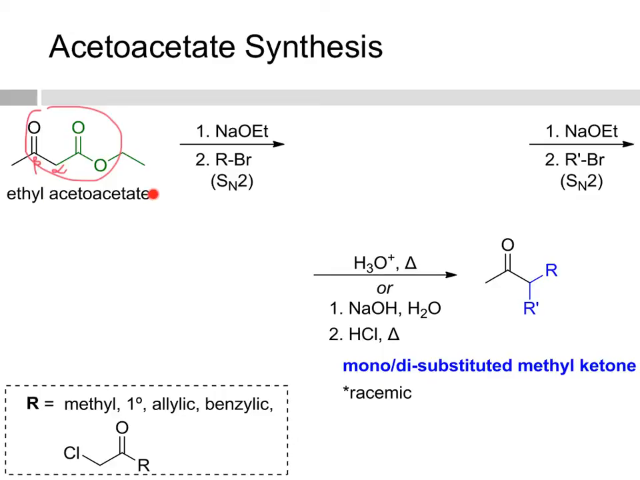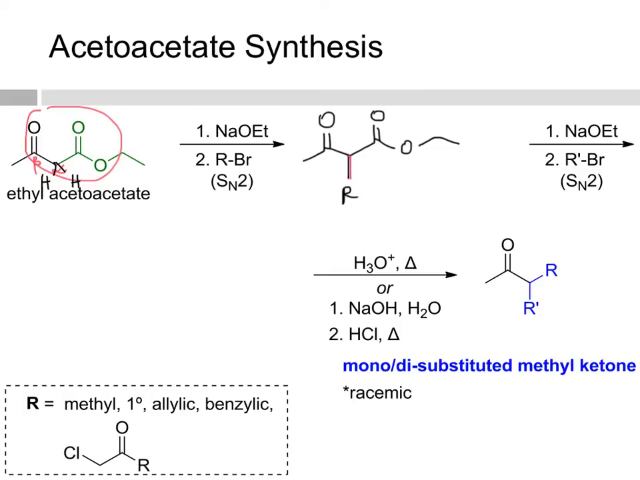If we take ethyl acetoacetate, and we know we've got two acidic protons here, we're going to treat it with sodium ethoxide, a good base, and then follow that with an electrophile. We can do an overall SN2 substitution, and our compound is going to have an R group incorporated here. So we've made this new carbon-carbon bond.